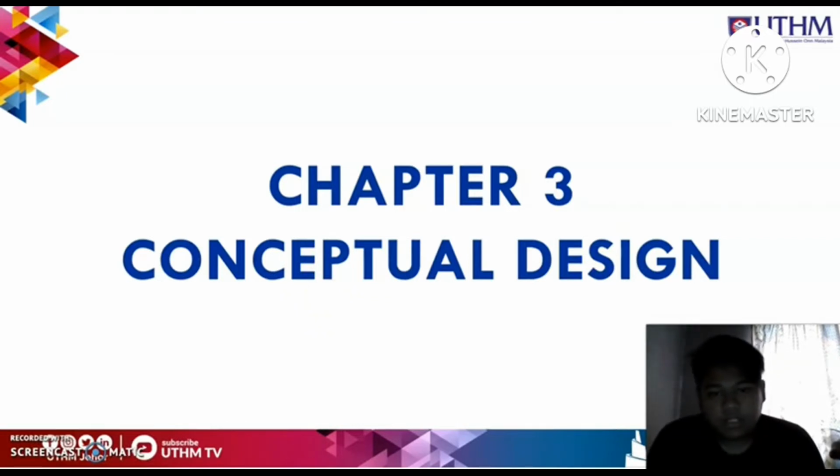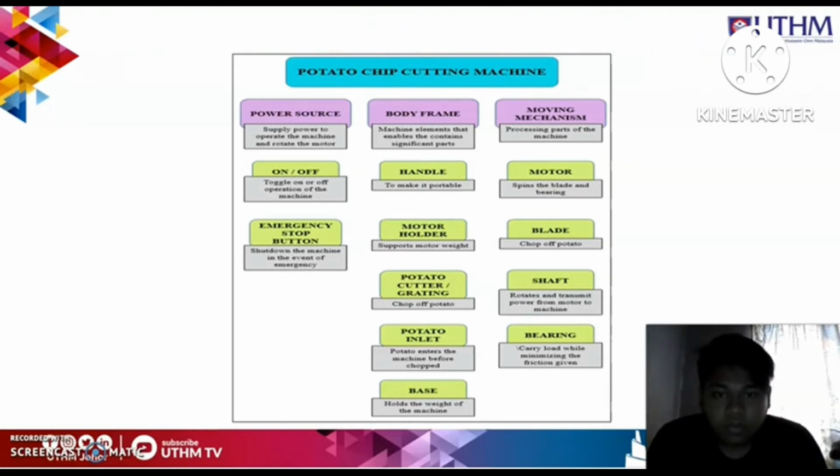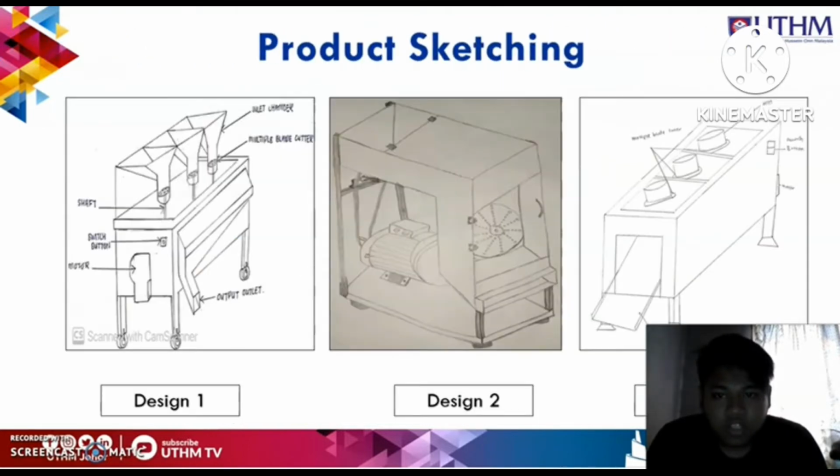For Chapter 3, conceptual design, component and function decomposition analysis. This is the potato chip cutting machine with the power source, body frame, and moving mechanism. As you can see, this is the product sketching, design 1, design 2, and design 3 for the potato cutting machine.